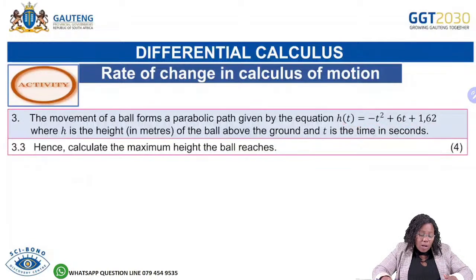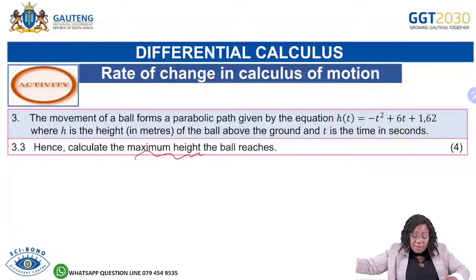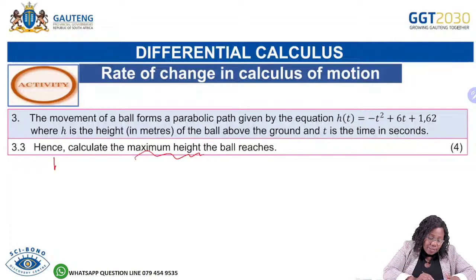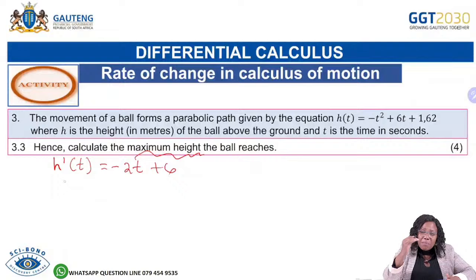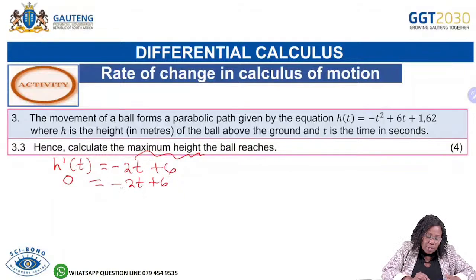And now, hence calculate the maximum height of the ball. Remember, we have the derivative of this, h'(t) equals minus 2t plus 6. If we need the maximum height, it is like the maximum turning point of your graph. We apply exactly that. We let this equal to 0: minus 2t plus 6 equals 0. Positive 2t equals 6, divided by 2, then t is equal to 3.